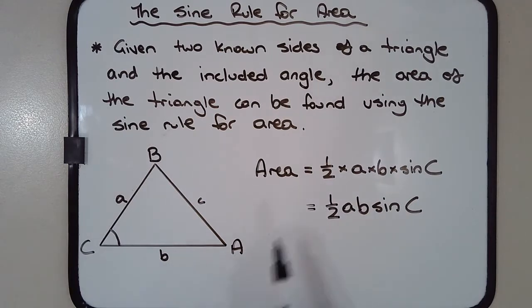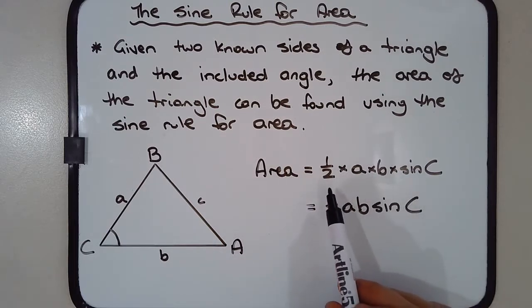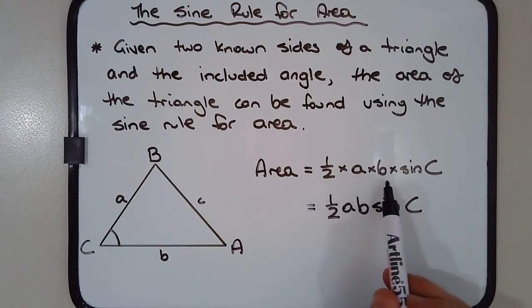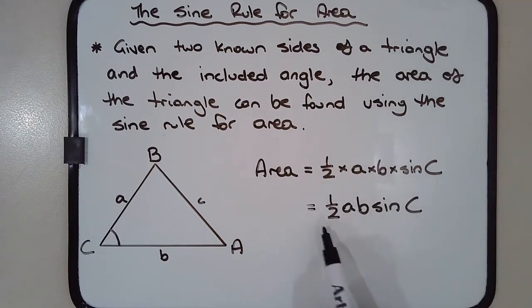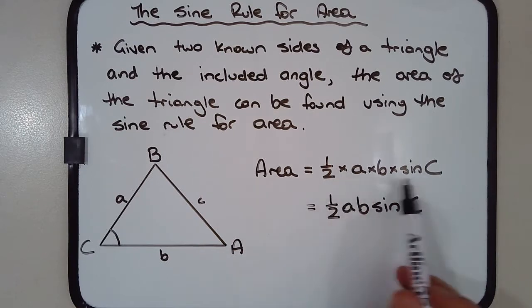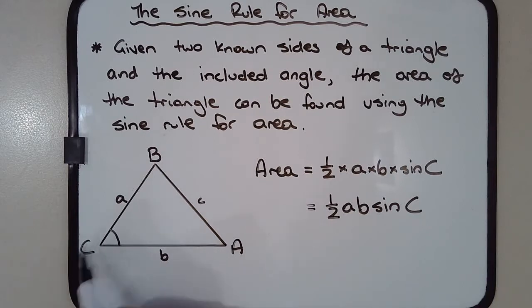Okay, so here's the diagram, and here's the formula. The formula is given as half multiplied by A multiplied by B multiplied by sine C, or sometimes it's written as just half AB sine C without showing the multiplication symbols. So two known sides, you have a known angle, put them all together in the formula and you get the area of this triangle.